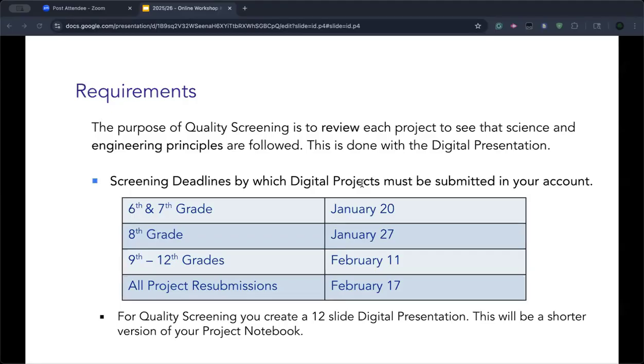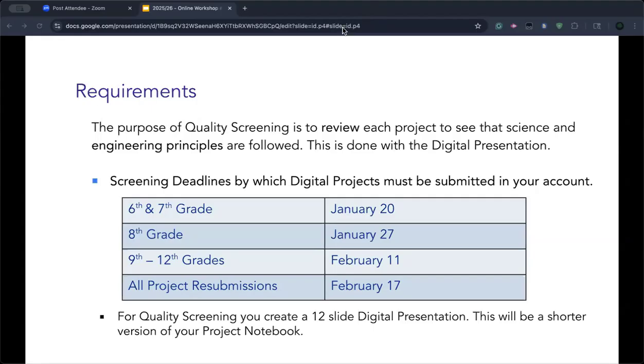Please note that each grade level has a different deadline for screening. You can see 6th and 7th grade, you have 10 days, so January 20th is your deadline. 8th grade is a week later, on January 27th. And then all high schoolers, your deadline is February 11th. And for everyone, all project resubmissions are due on February 17th.